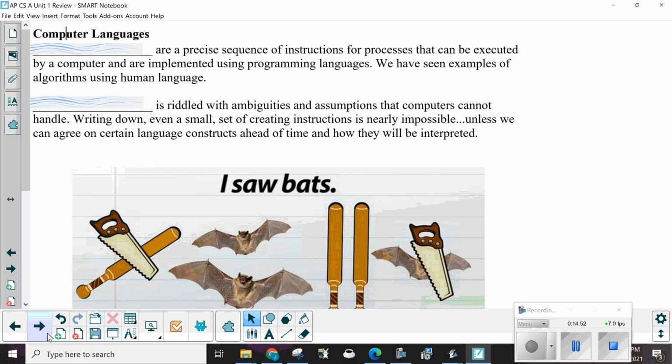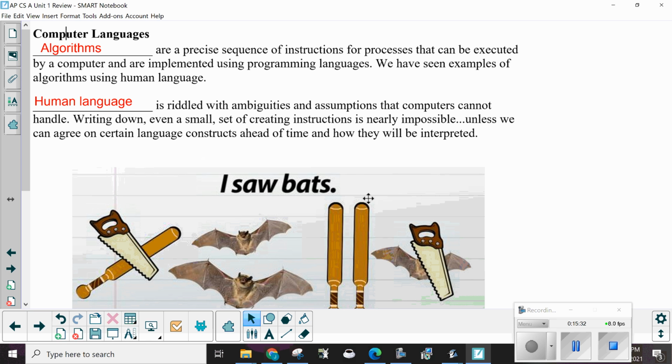Now, how do we write programs? Well, with computer languages. Algorithms are a precise sequence of instructions for processes that can be executed by a computer and are implemented using programming languages. In class, we've seen examples of algorithms using human language. Human language, however, is riddled with ambiguities and assumptions that computers cannot handle. Remember the peanut butter and jelly sandwich. Writing down even a small set of instructions is nearly impossible unless we can agree on certain language constructs ahead of time and how these will be implemented.